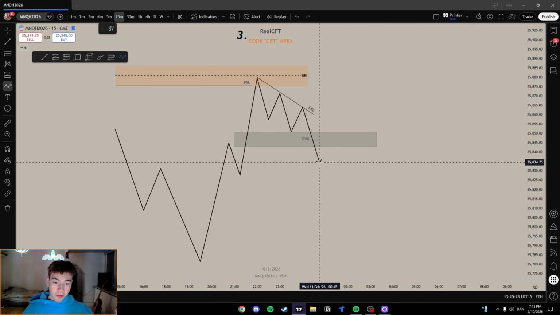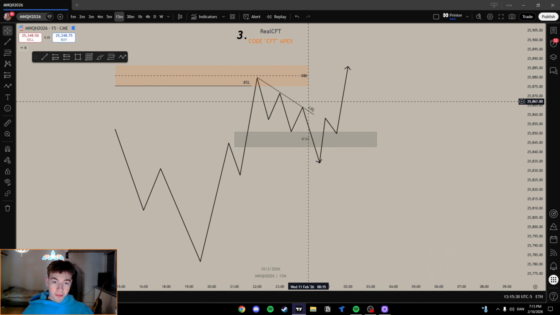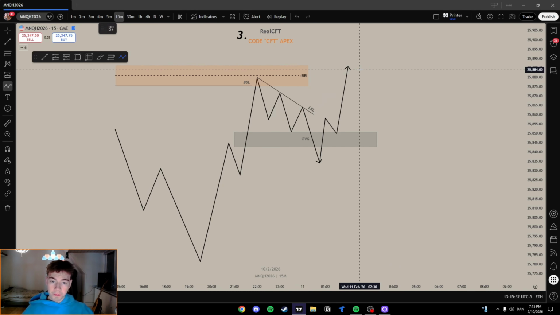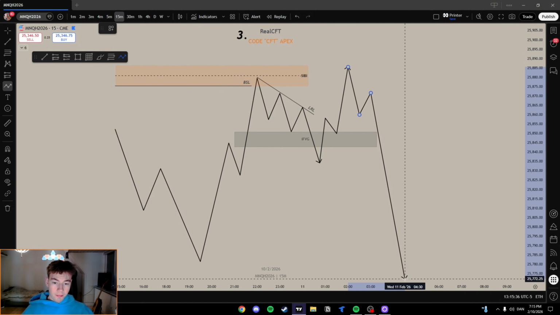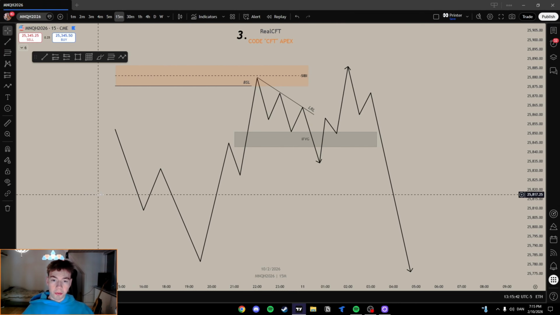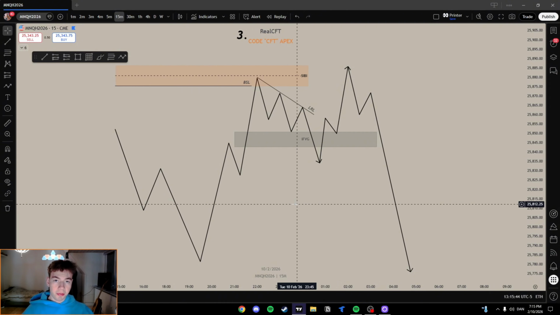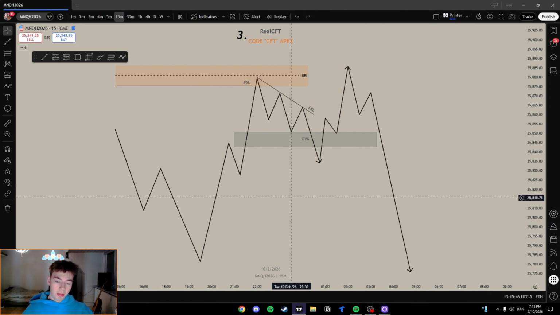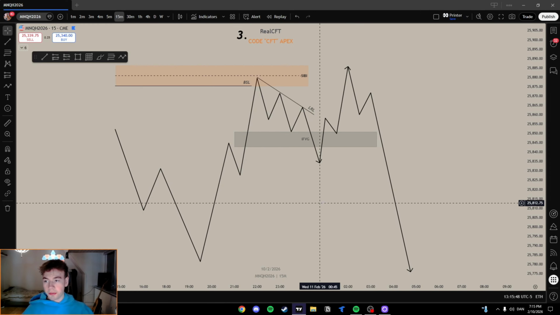What do we wait for then? We wait for a remanipulation of these highs right here, and then wait for our entry. Bang. In most of these cases, these plays will fail, and you can go study them on the charts. I'll find some examples right now as we speak, and yeah, let me just show you some examples.